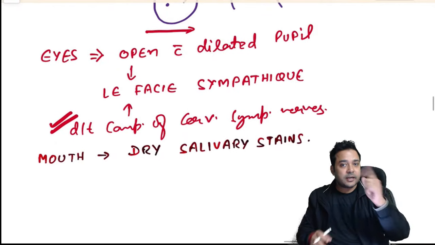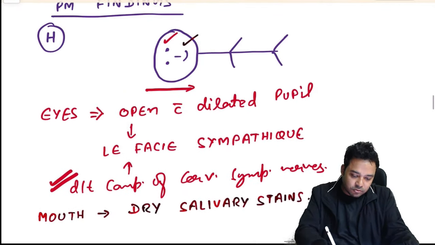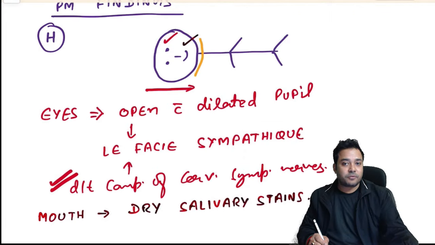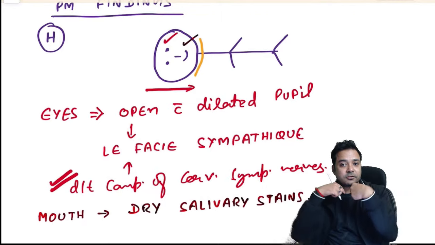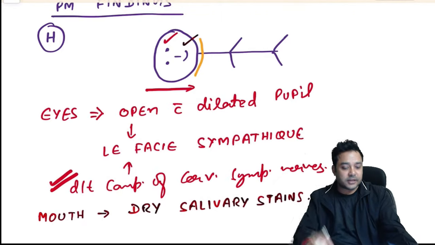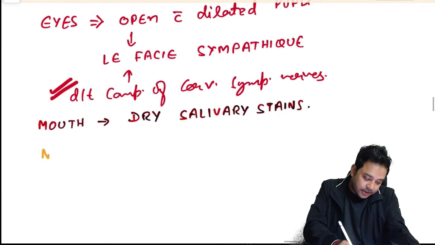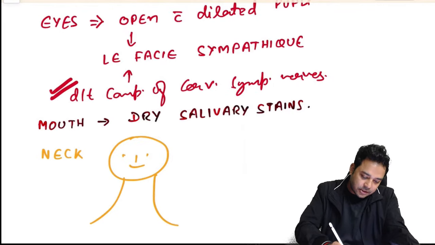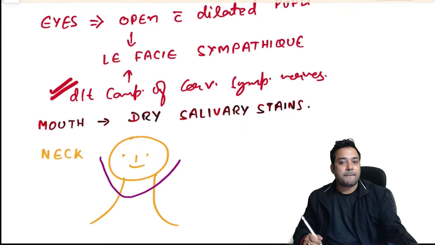So you have examined the eyes. You have examined the mouth. Now we will examine this area, neck area. In the neck, what we are going to get is a ligature mark, which is going to run upwards and backwards behind the ears in an oblique orientation. So let us examine the neck area. Suppose this is the fellow which was being examined. I will see a mark which is going like this.